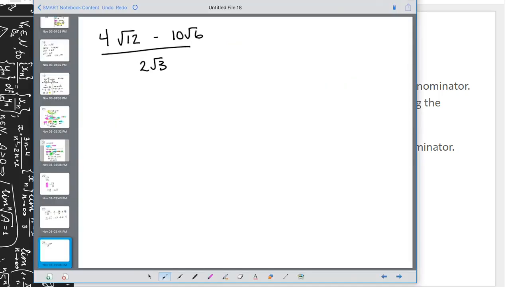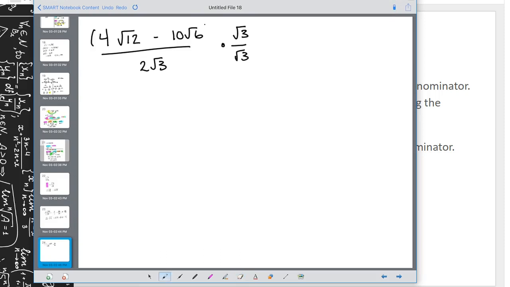Okay. So to rationalize the denominator, I'm going to multiply the top and the bottom by the radical in the denominator, just the radical. Why can I do this? Well, root 3 divided by root 3 is equal to 1. So really, again, I'm just changing the form of this equation. I'm not actually changing the value. Okay, I'm finding an equivalent fraction.